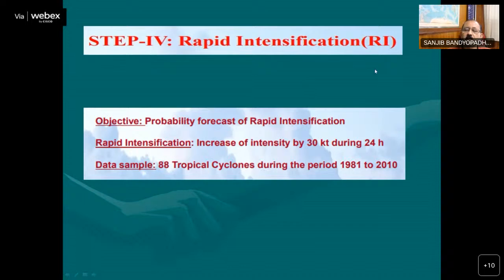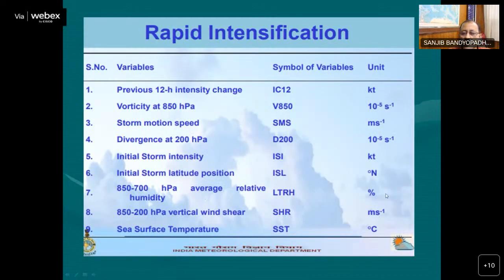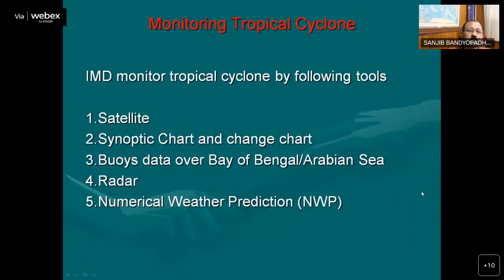And fourth is the rapid intensification, or RI, that is when the intensity changes by 30 knots during 24 hours, then we call it rapid intensification. Similarly, the parameters are monitored.